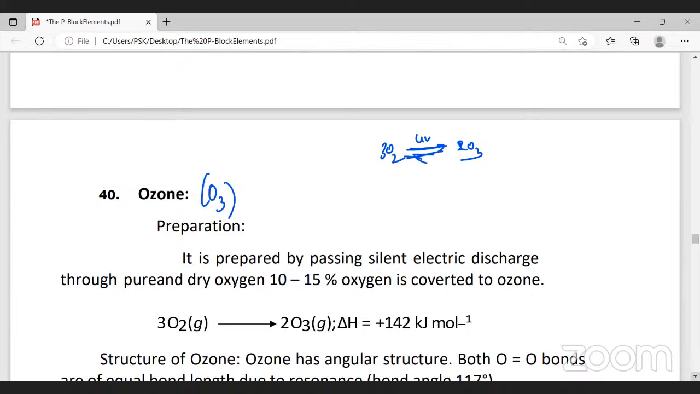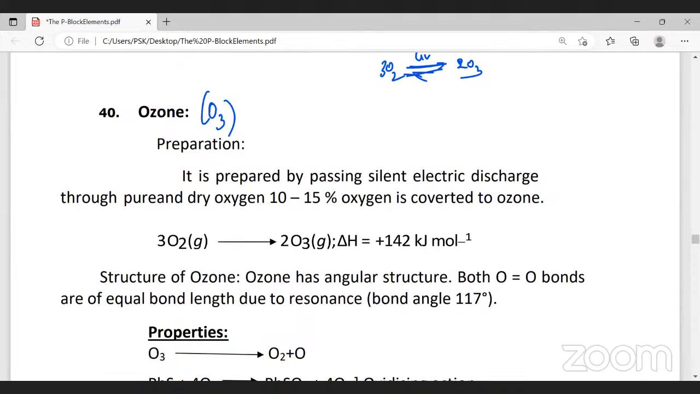Now, the laboratory preparation. How do you prepare ozone in the laboratory? Ozone is prepared in the laboratory by passing silent electric discharge through pure and dry oxygen. 10 to 15% of oxygen is converted to ozone. So it is prepared by passing silent electric discharge through an ozonizer, which contains pure and dry oxygen. Only 10 to 15% of oxygen is converted into ozone.